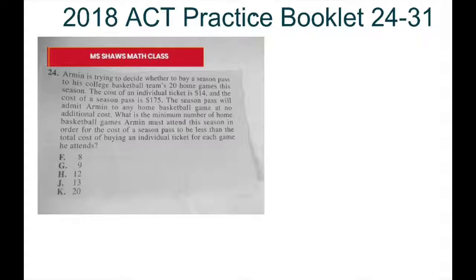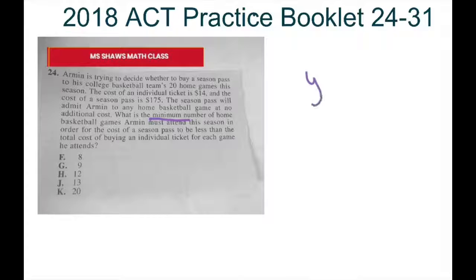Armin is trying to decide whether to buy a season pass for his 20 home basketball games. The cost of an individual ticket is $14 and a season pass is $175. The season pass will admit Armin to any home basketball game at no additional cost. This is a min-max type problem, but they want to know the minimum number of home basketball games Armin must attend this season in order for the cost of the season pass to be less than the cost of buying an individual ticket for each game.